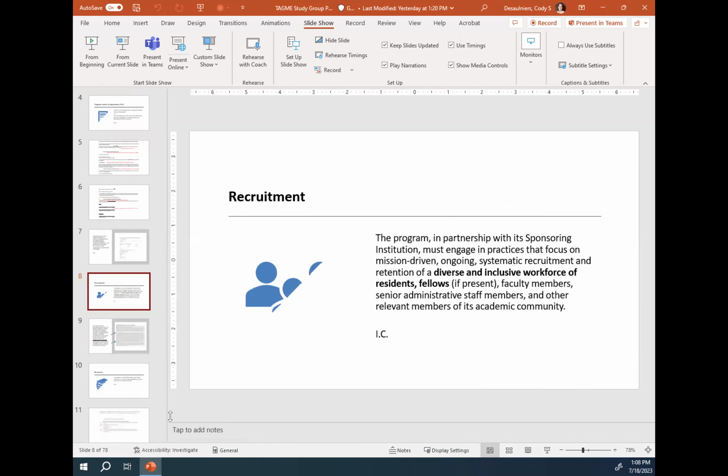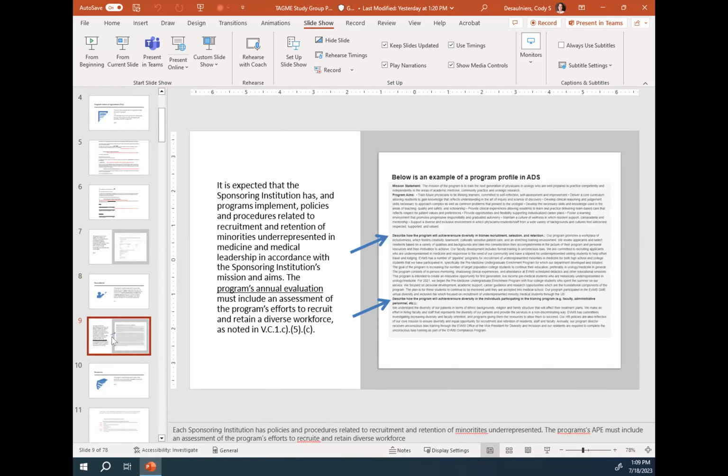And then recruitment, which we all are very well aware of, is between the sponsoring institution, where you engage in practices focused on mission-driven, ongoing, systematic recruitment and retention of a diverse and inclusive workforce of residents and fellows, if present, faculty members, senior administrative staff members, and other relevant members of the academic community. And then this is just an example of the program profile in ADS. The program's annual evaluation must include an assessment of the program's efforts to recruit and retain a diverse workforce.